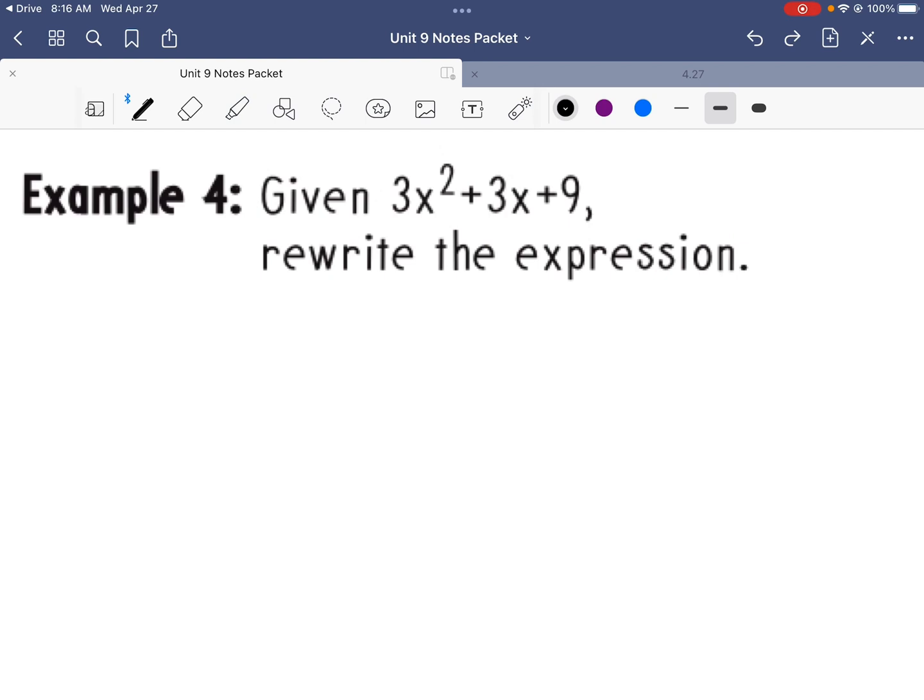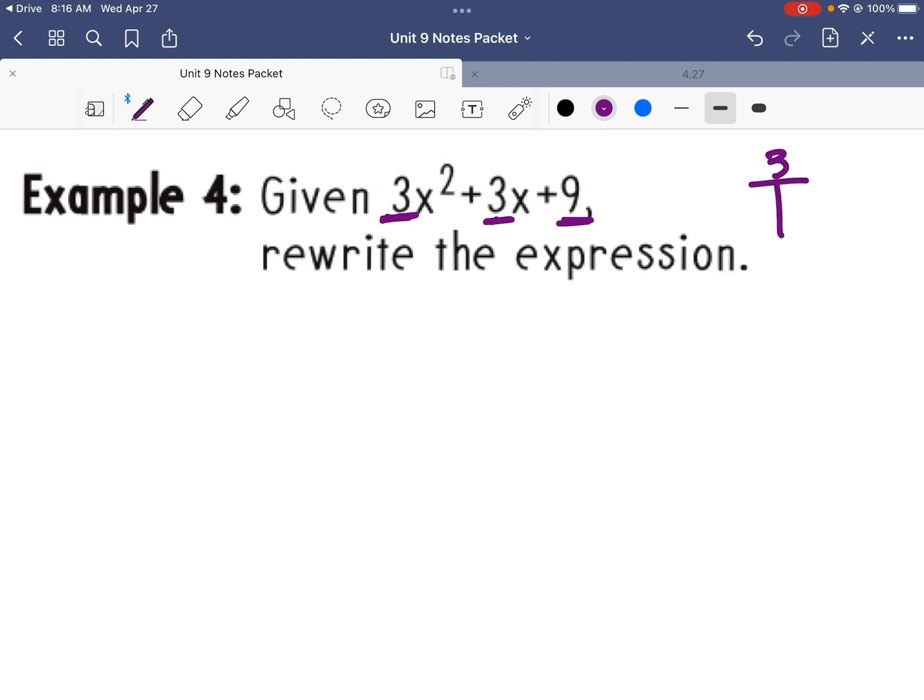Okay, so first we have to find what they have in common. So first we look at variables. Got an x squared, an x, and nothing. Because this one has nothing, there is no variable in our greatest common factor. So then now we look at numbers. We've got 3, 3, and 9.